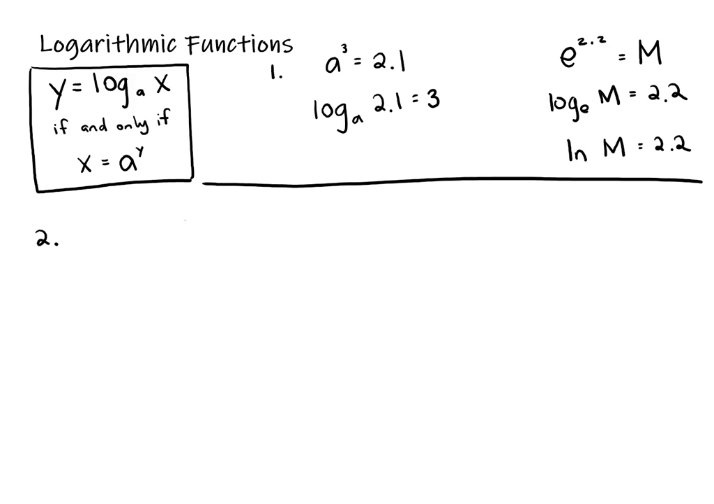For question number 2, we're going to change logarithmic statements into exponents. Since the base of our logarithm is b, we're going to use that as the base of our exponent, so I'm going to write b squared is equal to 4.